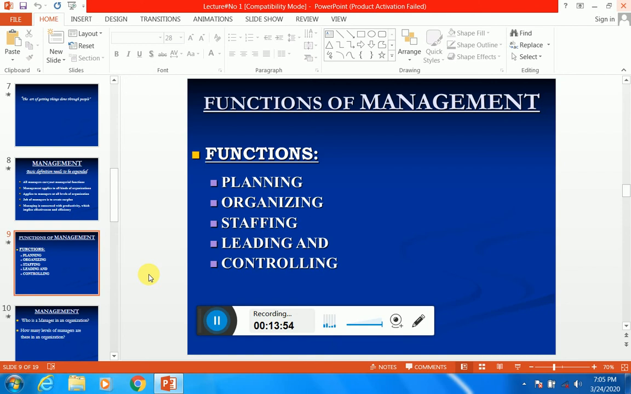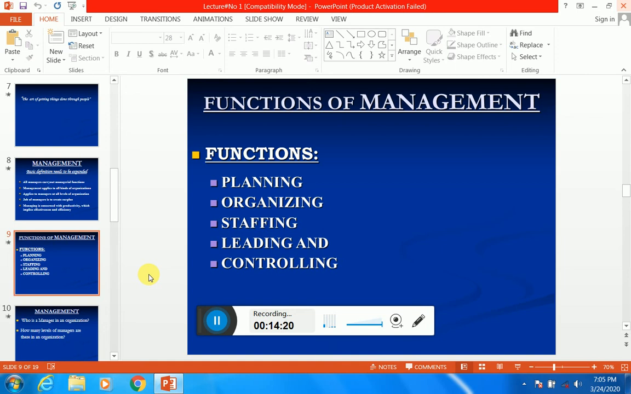What actually is planning? Planning, in very simple words, is making yourself ready for the future in advance. Simply stated in a general statement, it is called planning. But more specifically, we can say planning is determining organizational goals and means for achieving them.